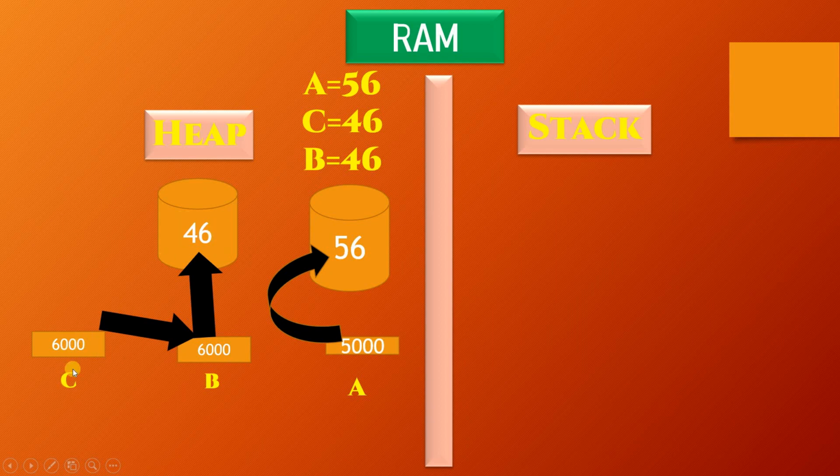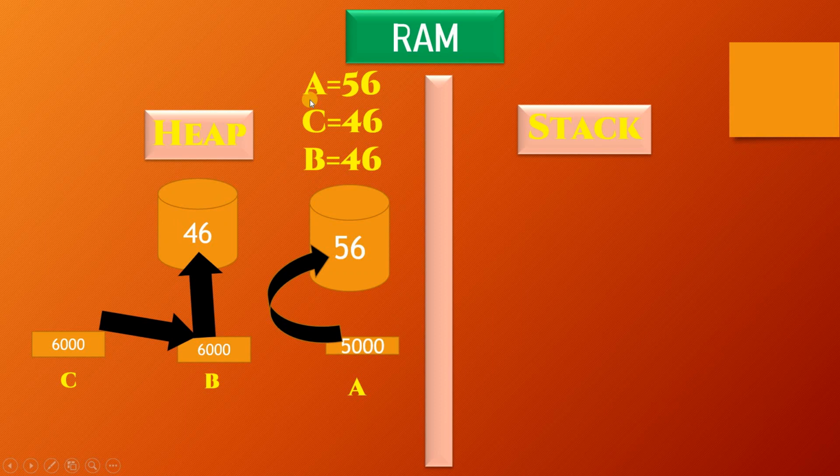See here, B stored 46, C stored 46. It means that when B stored 46, it created a memory address 6000. Next time when Python finds a different variable but with the same value, it will not generate a block like this. It will just reference it. It means that variables like B and C should have the same memory address. Why? Because it references the address of B, since the values are the same.